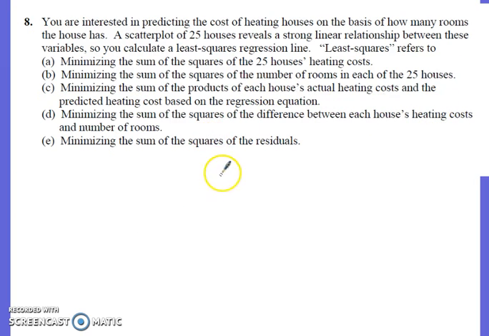Number 8, you're interested in predicting the cost of heating houses on the basis of how many rooms the house has. A scatter plot of 25 houses reveals a strong linear relationship between those variables, so you calculate a least squares regression line. Least squares refers to minimizing the sum of the squares of the 25 houses' heating cost. So that would be the sum of the squares of the y-coordinates. Nope. Minimizing the sum of the squares of the number of rooms in each house. Nope, that'd be like minimizing the sum of the squares of the x variables.